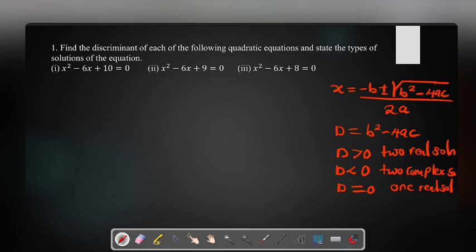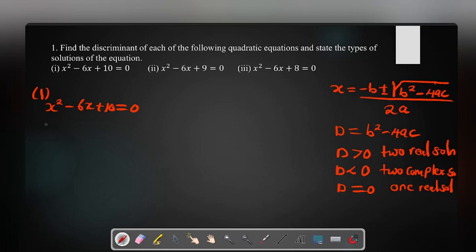Our question says: find the discriminant of each of the following quadratic equations and state the types of the solutions of the equation. So the question is asking for two things. Number one, find the discriminant. Number two, state the type of the solution of the equation. We'll start with part 1, which is x squared minus 6x plus 10 equals 0.